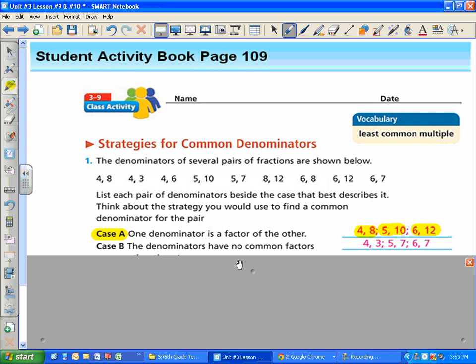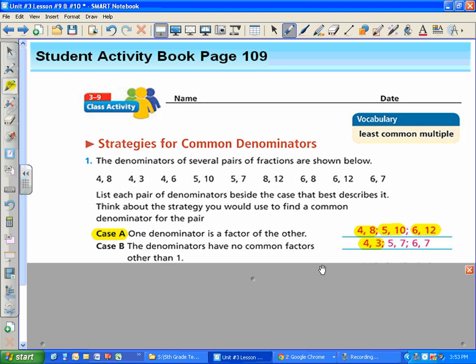And then it goes on for case B. The denominators have no common factors. So 4 and 3, the only factor that they have in common really is 1. I'm sorry, other than 1, 5 and 7, and 6 and 7. So copy that down for case B.